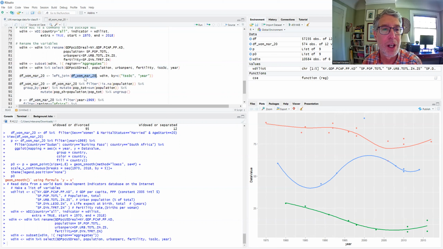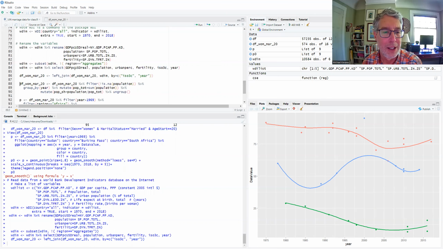So we're going to merge our women's marriage data with the wdim data by the country code and the year. So we run that. We get our merge. So we use left join to merge. So we only want to merge data that's in the left data set, not data that's in the right data set, because there may be countries in the World Bank where we don't have the marriage data for them. So we don't want to include them in our data set. So a left join only includes the observations from the left data set, this one, not data that's in the right data set that is not in the left data set.